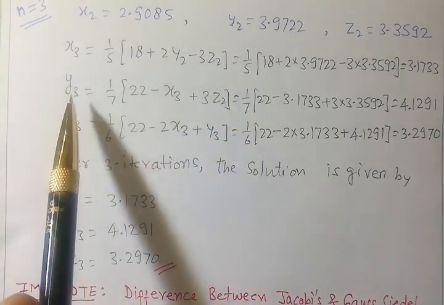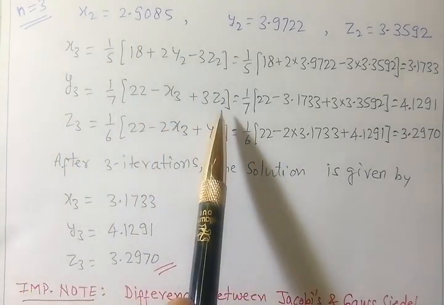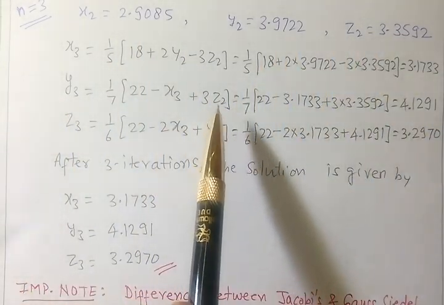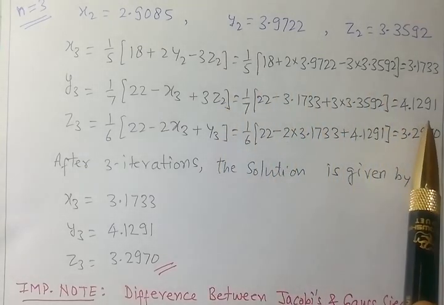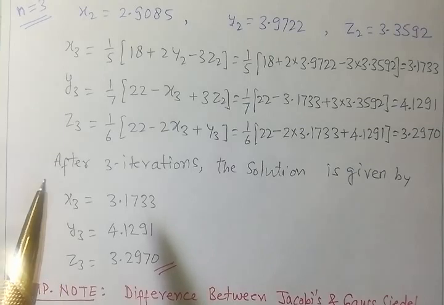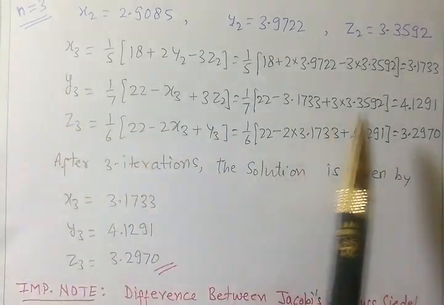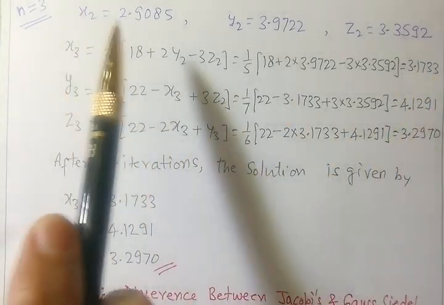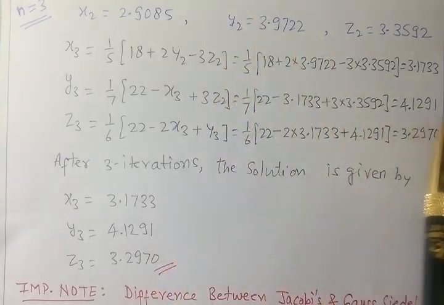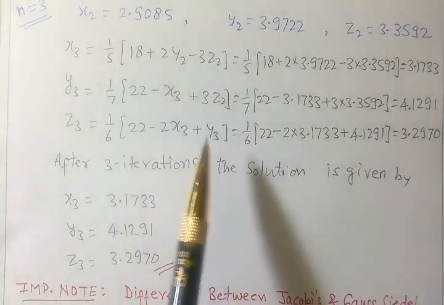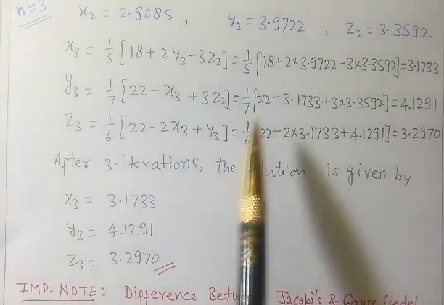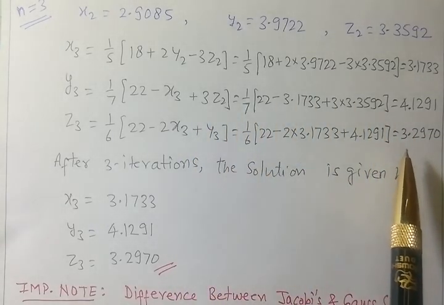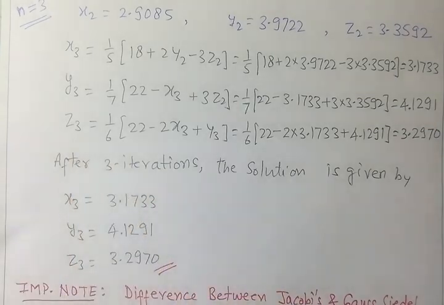So for y3 we are putting x3 here but z2. Okay, substituting these values and calculating it, we are getting 4.1291. And now x3 and y3 are already calculated, so x2 and y2 will be out of the picture. Let us use x3 and y3 here. Substitute the values of x3 and y3 and calculate the entire part, and the value comes out to be 3.2970, which is the value of z3.